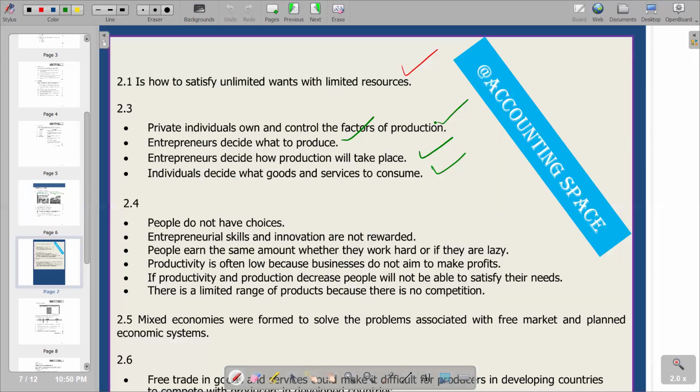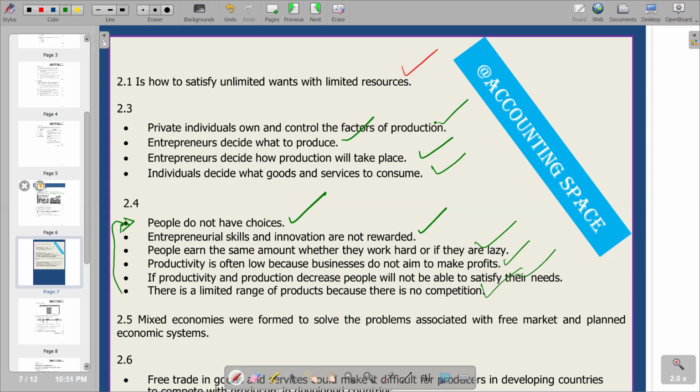We also have those disadvantages listed in another section. We're saying people do not have choices. And then we have other disadvantages that follow. The second one says entrepreneurial skills and innovation are not rewarded, and people earn the same amount whether they work hard or are lazy. The next one: productivity is often low because businesses do not aim to make profits. If productivity and production decrease, people will not be able to satisfy their needs, and there is a limited range of products because there is no competition. The last point we can combine with the first one, since all of them talk about limited choice. So basically, that's what we have.